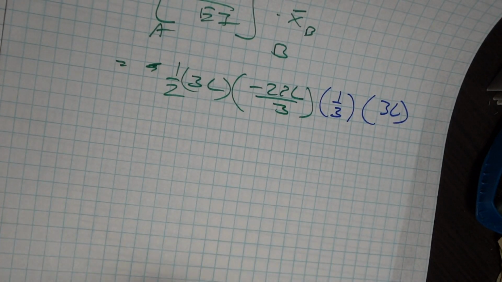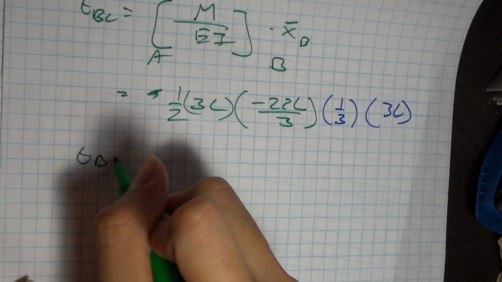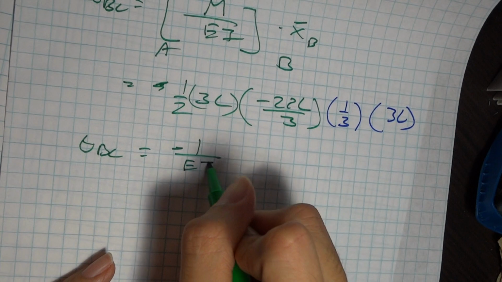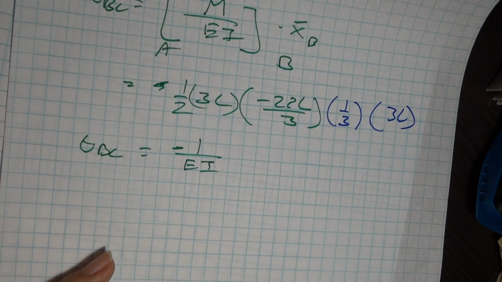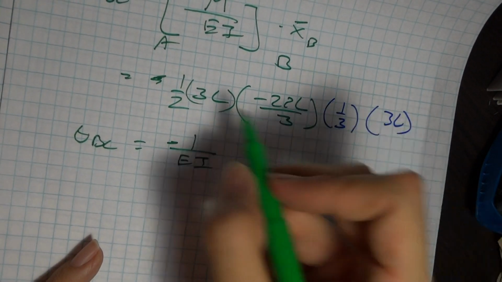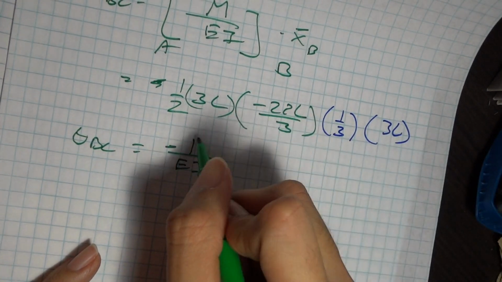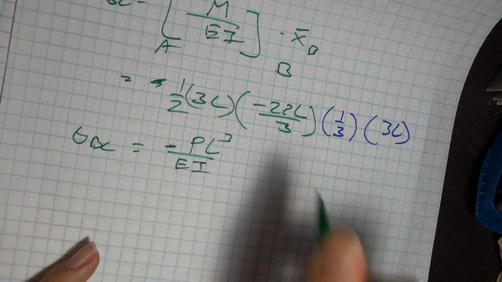Where is my green marker? TBC equals negative 1 on EI. Sorry, that should not be 1. That should be P times 1, 2, 3. P times L cubed.